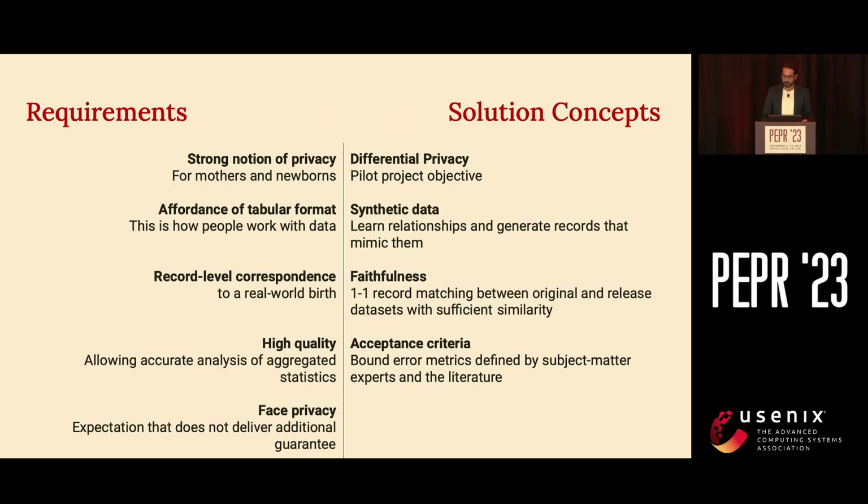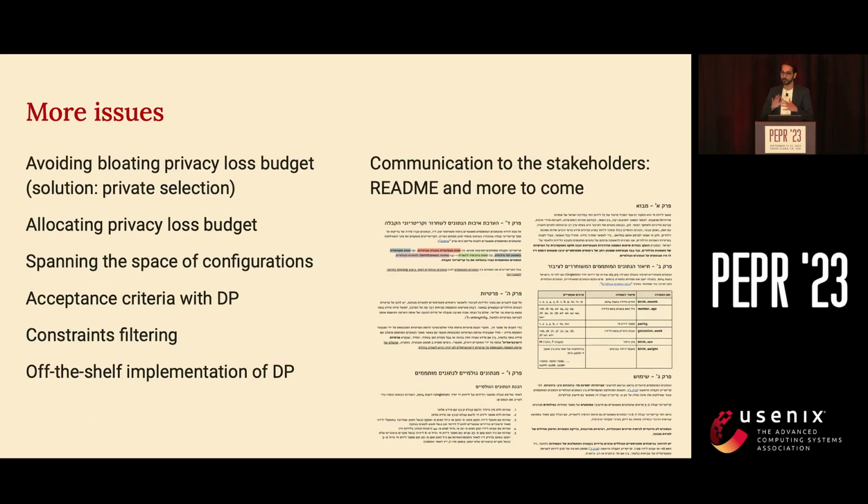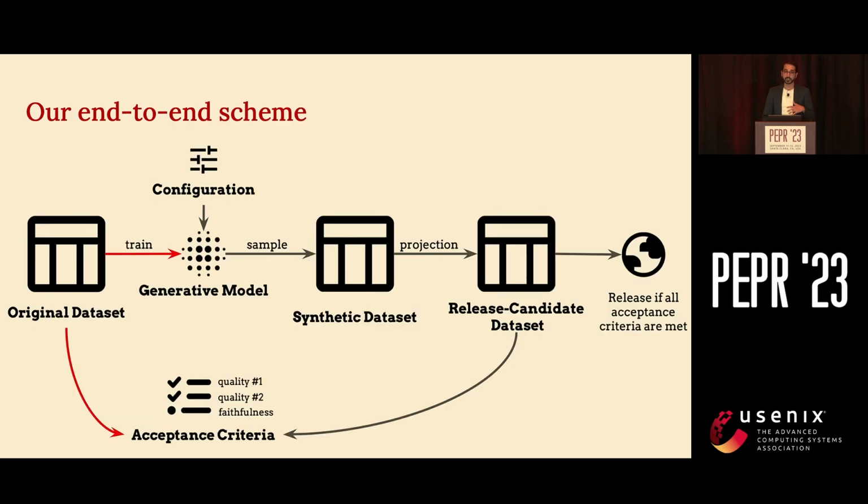To do this face privacy, we are just doing post-processing on the release data before we release it. This is what we call the projection. We take the data set and apply simple post-processing. The important thing is that the acceptance criteria are now calculated on the release candidate data set, because we want to make sure that what we actually release satisfies our utility constraints. There are many more issues I'm not going to talk about right now, but feel free to reach out to me. What I described here is just one run of this scheme end-to-end.